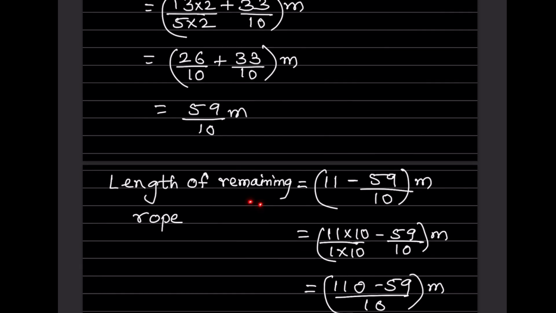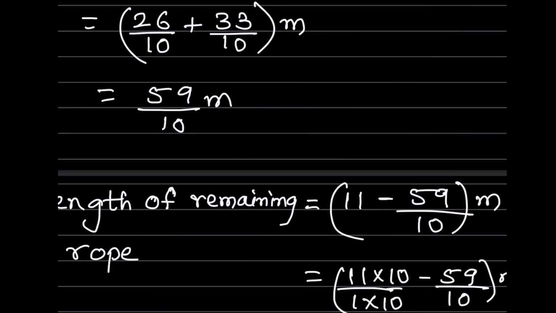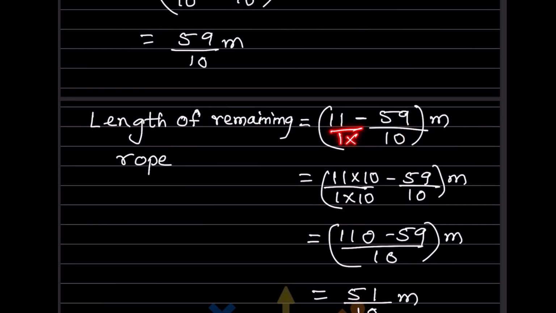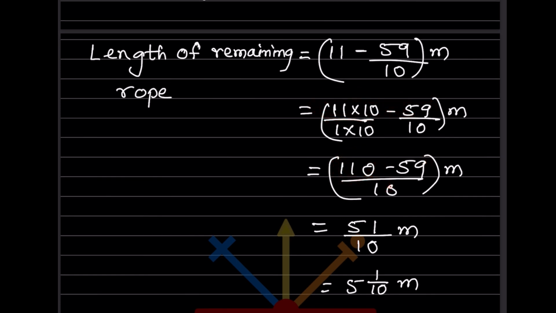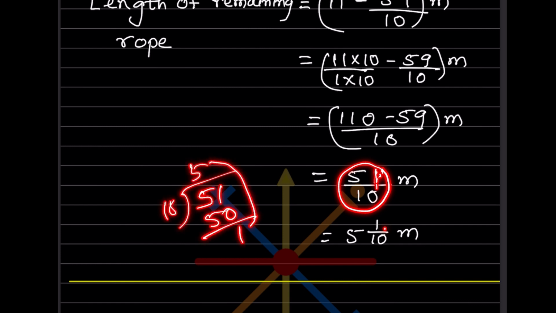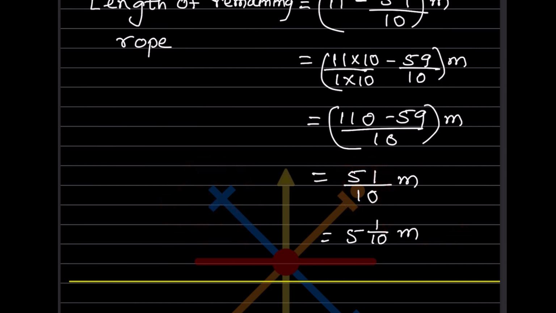So the length of the remaining rope will be from this total, we are going to subtract whatever length we got. Now this is 1, so the LCM should be 10. So this will be 110 minus 59 divided by 10. So this is going to be 51 divided by 10. And this 51 by 10 is an improper fraction, so we can write it as a mixed fraction. That should be 5 integers 1 by 10 meter. So this is the answer.